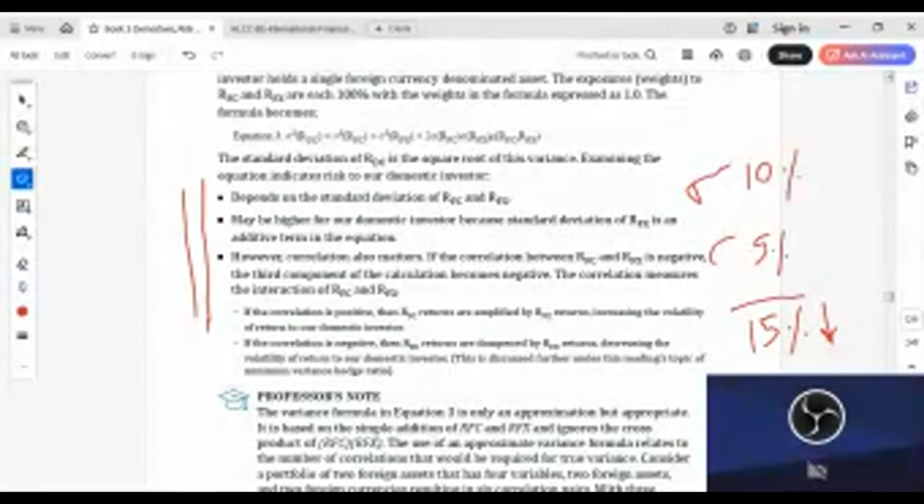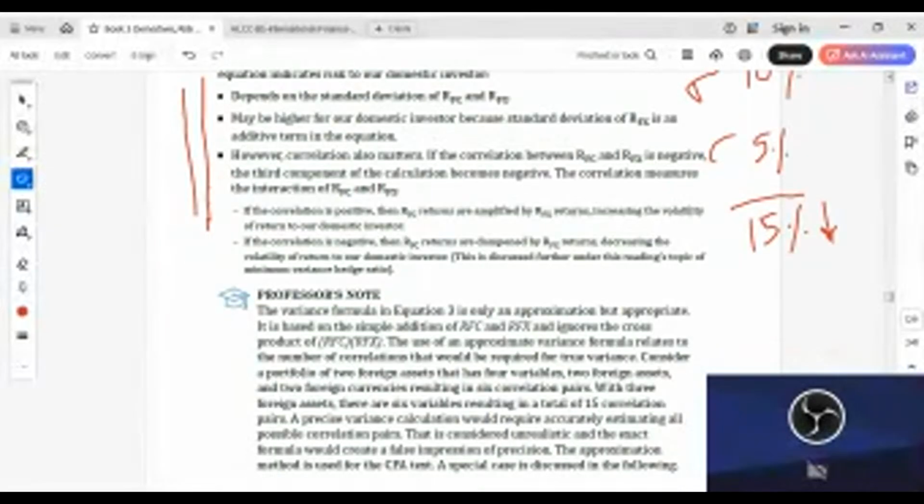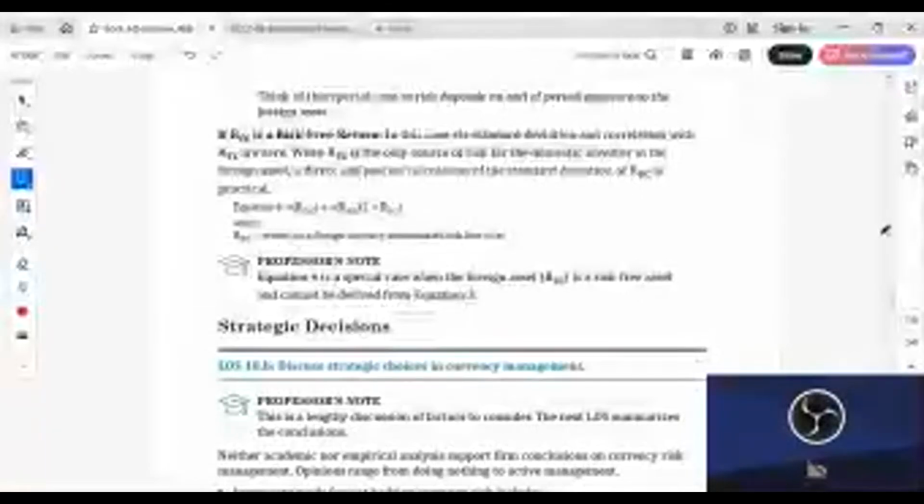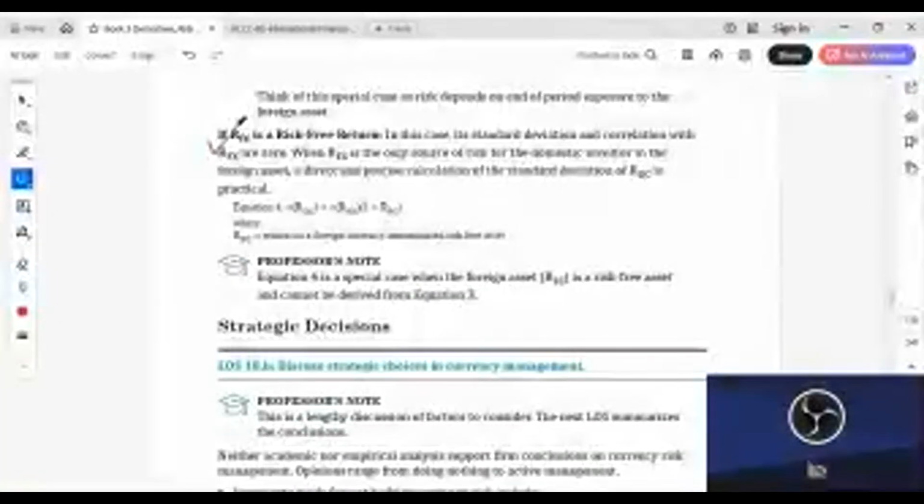Done? And this is a special case. If you are investing in a foreign currency denominated risk-free asset, then all that matters is the currency risk.